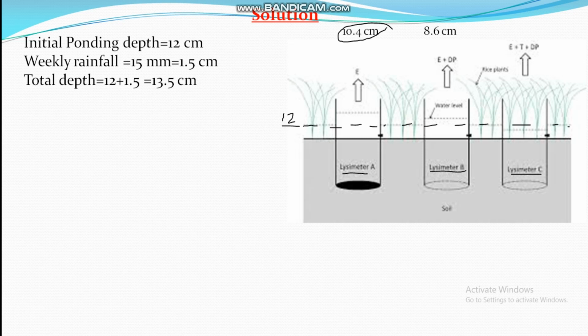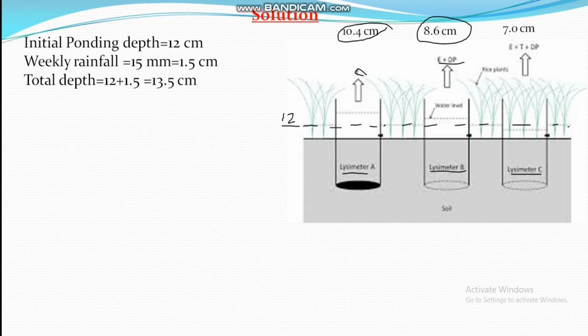Coming to lysimeter B, which is open bottom and also open top, and there is no paddy, no plants, therefore there is no transpiration, but there will be deep seepage and evaporation, due to sun and air. So there is E plus dP: evaporation plus deep percolation. Therefore the water remaining after 1 week is 8.6 centimeter.